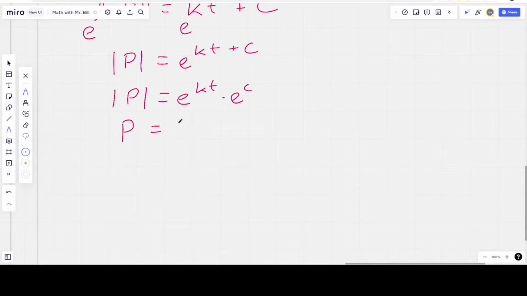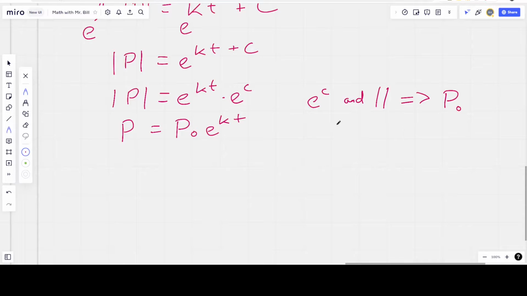You can call it c. There's all kinds of things to call it. Some books will call it P naught because of what it ends up being, and that's probably what we're going to do here. So we're going to call that P naught, and then we have the e to the kt term. So the e to the c and the absolute value becomes P naught.